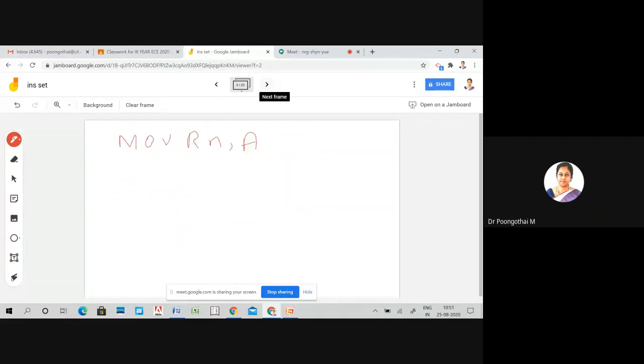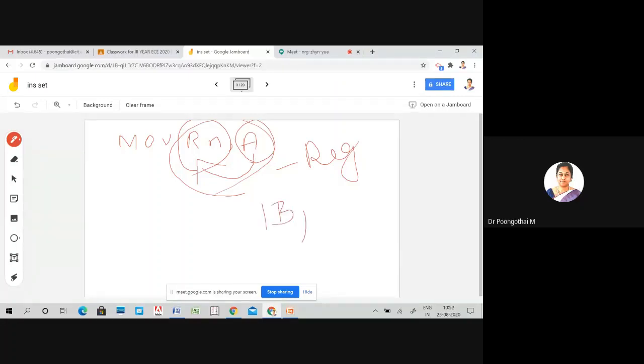MOV Rn, A. Source register is the accumulator, destination register is your general purpose register, that is R0 to Rn. Just move the data from accumulator to your general purpose register, copying the data from accumulator to Rn. Addressing mode is register addressing mode, so register names are specified in the instruction. 1 byte is required and 1 machine cycle.